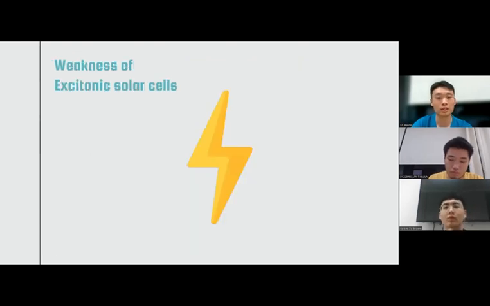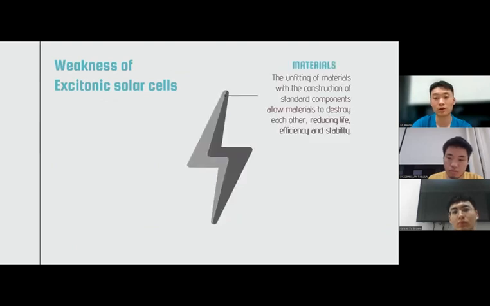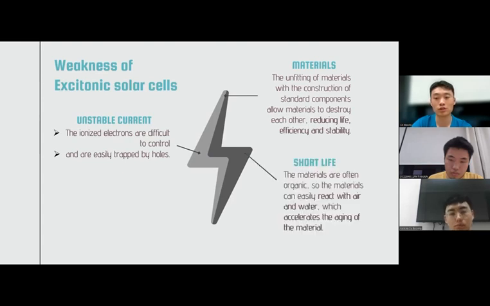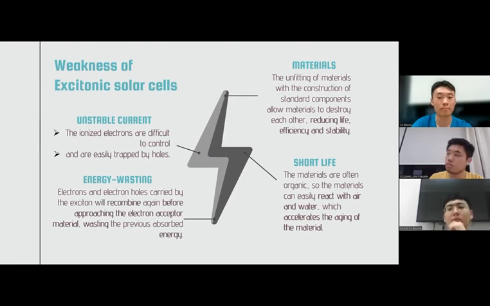And we all know that there are many advantages of these excitonic solar cells, like it is very cheap and can easily be produced. But there are also weaknesses. Its material is unfitting, so it can reduce its life, efficiency and stability. It also has an unstable current because it is difficult to control. It also has a short life because it can easily react with others, like oil and water, and accelerate the aging of the material. And also it is energy wasting.